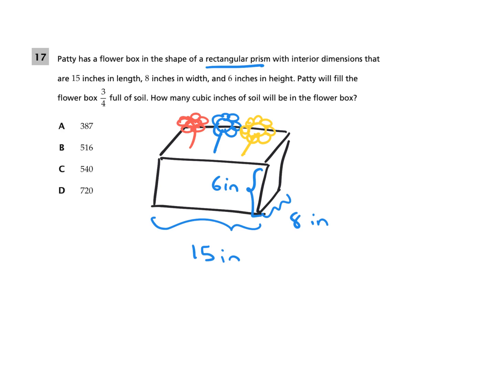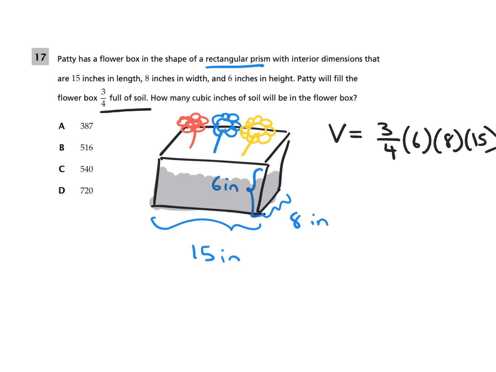Why? Because this person is filling this with soil about 3/4 of the way full. So that's my best guesstimation as 3/4. So what we're going to do is take the volume, which is going to be 3/4 because it's 3/4 full, times 6, 8, and 15. I'm going to take 8 divided by 4, multiply by 3. So we get 6 times 6 times 15. 6 times 6 is 36.